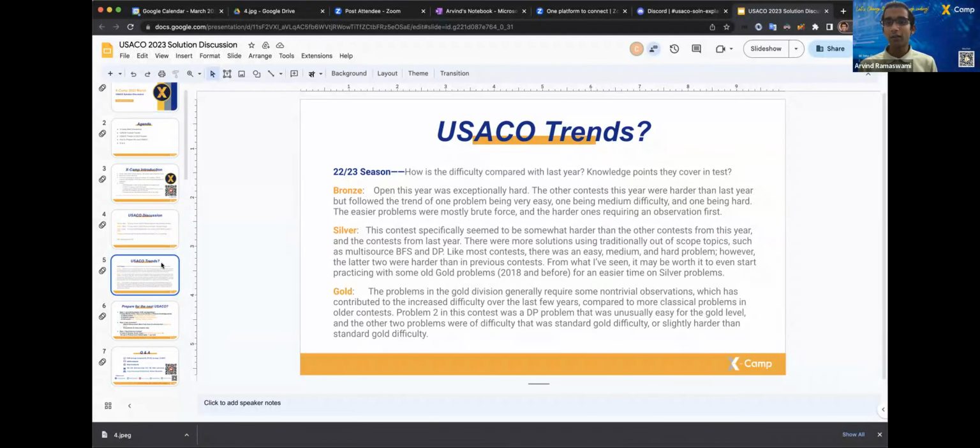One trend I noticed among the gold problems more recently is that a lot of the problems require non-trivial observations and a lot of thinking. And I think that's contributed to increased difficulty over the last few years. If you look at problems from 2016 or so, they're generally more standard. Some of them might have some advanced topics, but I think the problems these days are often either more ad hoc or require more thinking. One exception is problem 2 in this contest, which might have been closer to silver level because it was a pretty standard DP.